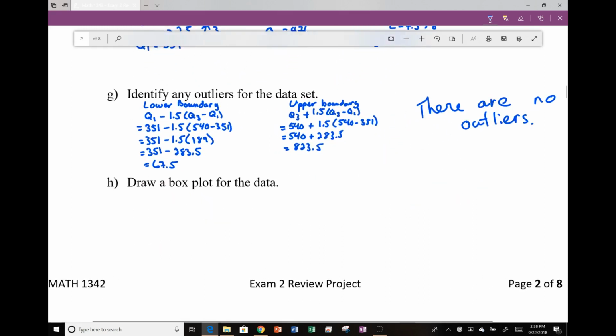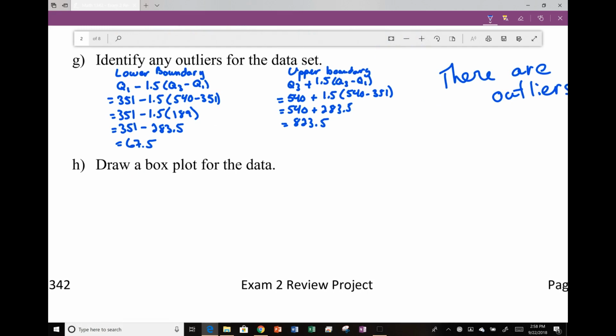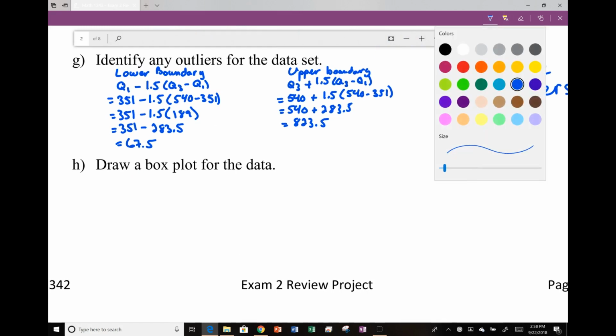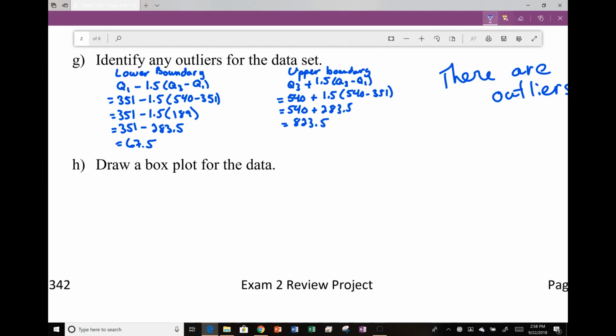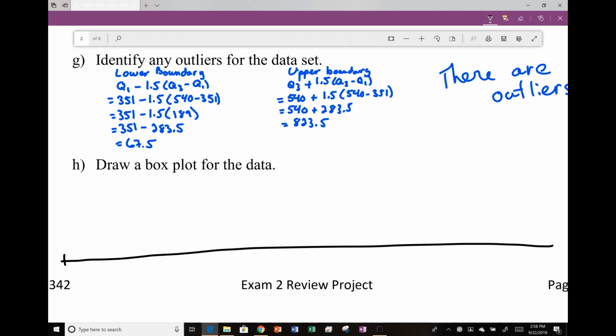Now we want to draw the box plot. So I'm going to zoom in a little bit. I'm going to draw, well, if I can get, there we go. I'm going to draw my number line, which again, it's not very straight. And I'm going to start with 300. And here's 400. There's 500. There's 600.